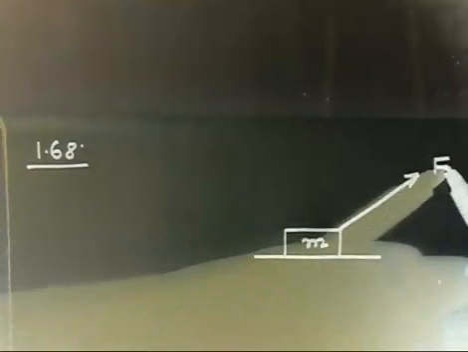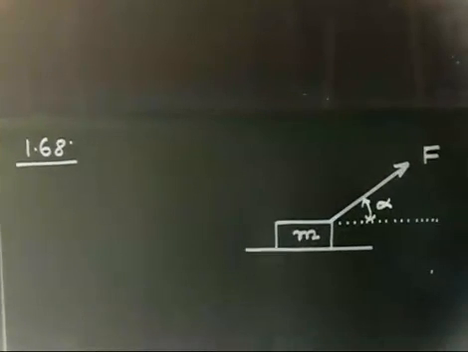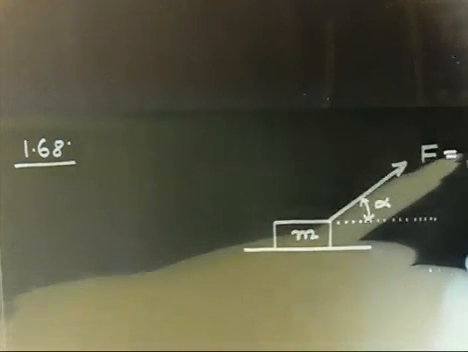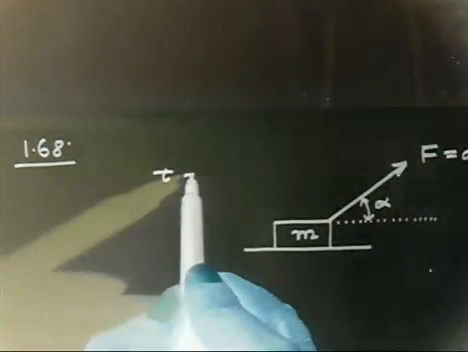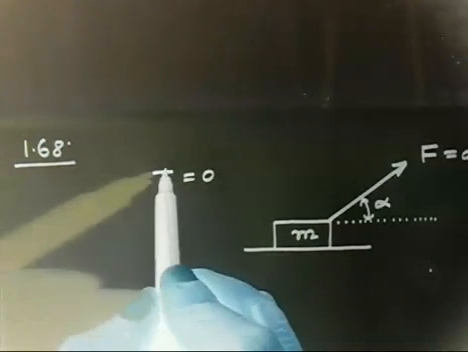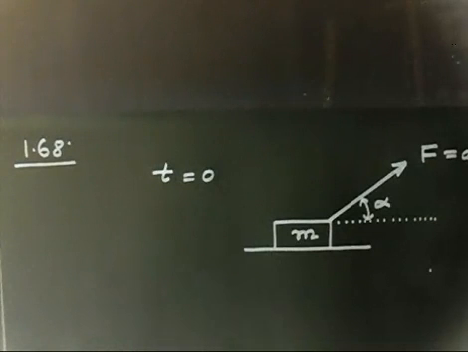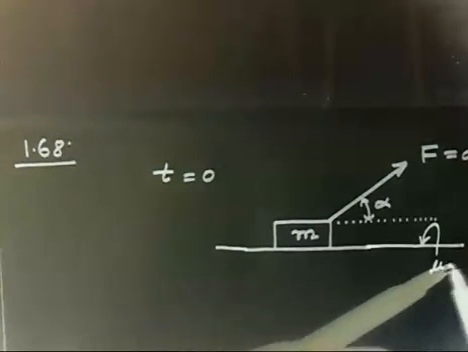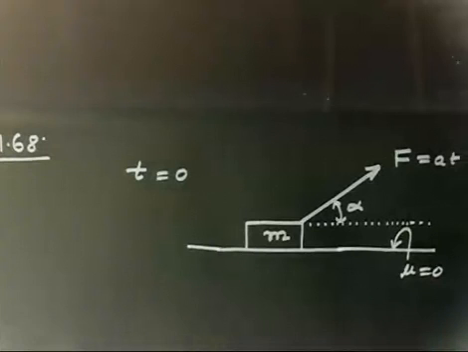This has a mass m and there is a force F acting in this direction, and this makes an angle with the horizontal. This angle is alpha. Now at a moment t equals 0, a force F equals a t is applied to a small body of mass m. So this force is basically a into t, and it starts at t equals 0, so at t equals 0 there is no force. And the plane is a smooth horizontal plane, so mu is equal to 0.